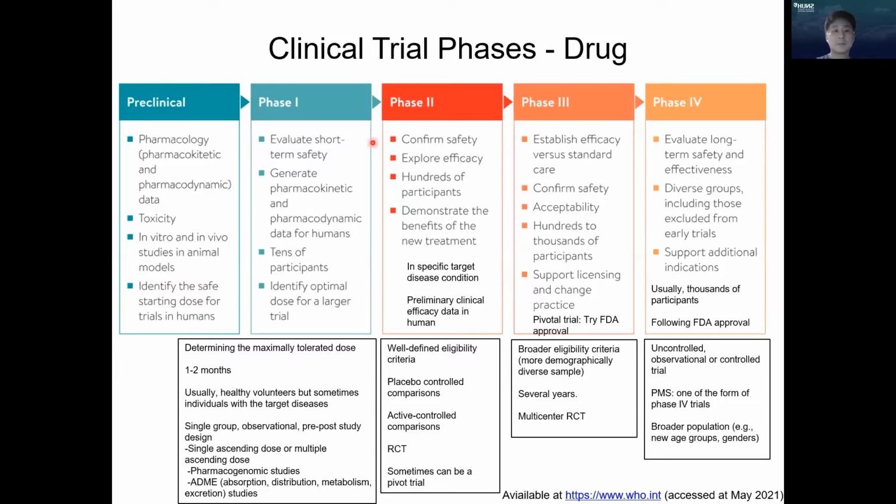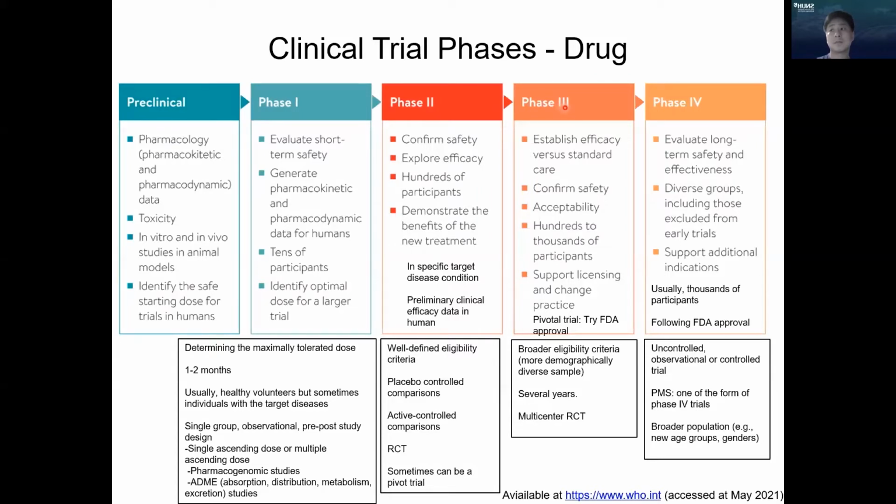The goal of phase 2 trials is to confirm safety and to explore efficacy. Therefore, more participants are needed, and patients with a specific target disease will be recruited. Recently, a small randomized controlled trial is usually conducted as a phase 2 clinical trial. A phase 3 clinical trial is usually required for FDA approval, but phase 2 trials can sometimes become pivotal trials.